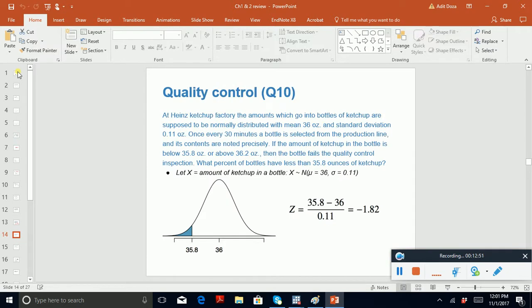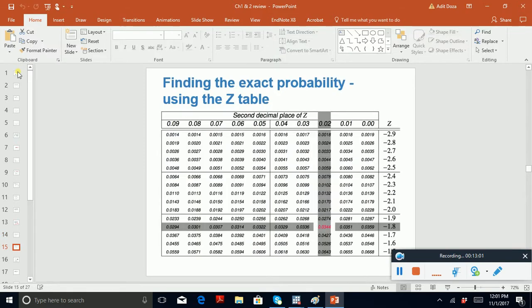Quality control is this formula. It's very straightforward. You just have to find the z value. Once you found the z value, you can look at the table and it was 0.0344. Almost all of you got it correct for question number 10.